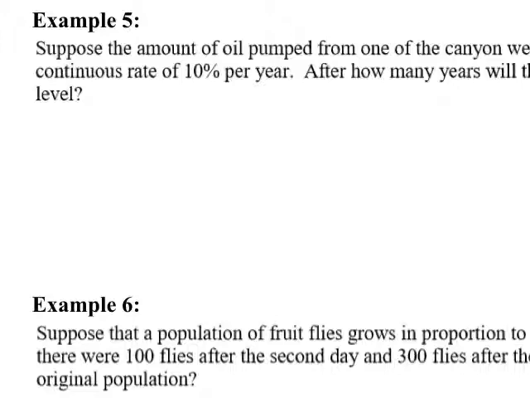Right, suppose the amount of oil pumped from one of the canyon wells in Whittier, California decreases at the continuous rate of 10% per year. After how many years will the well's output fall to 1/5 of its present level? So what we have here is some volume that we're trying to look at, and we're going to say that we start at 100%, and every year we lose 10%. So we're multiplying it by 9/10. So we're going to get 90% after 1 year.